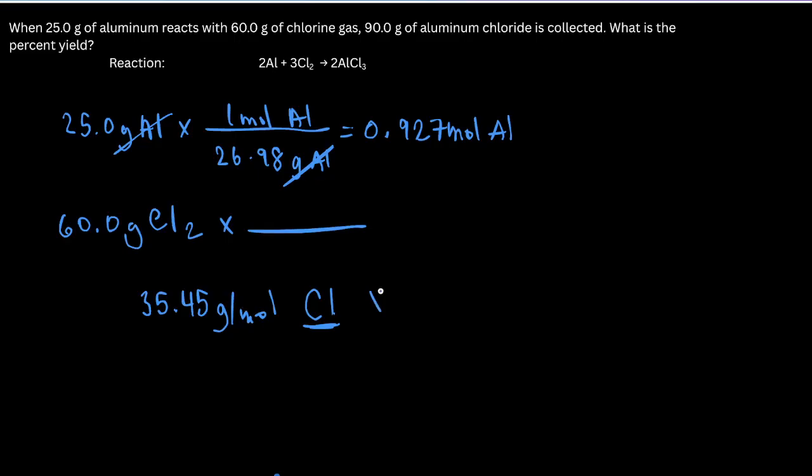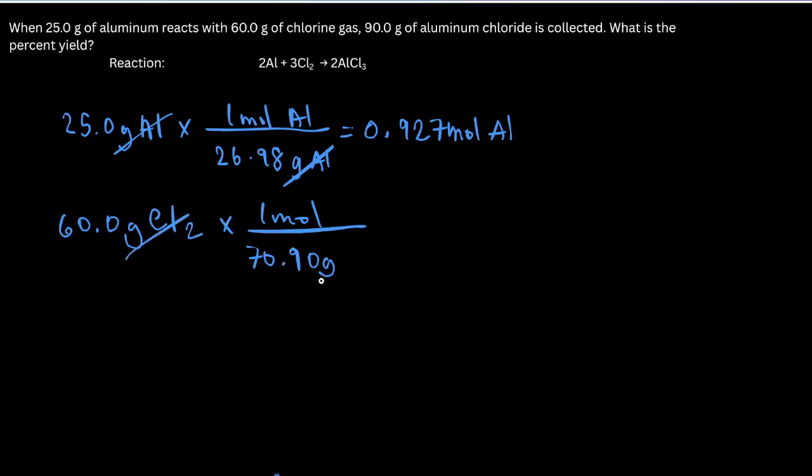Really, what we have to do is multiply this by 2 because this is Cl2, giving us our molar mass of 70.90 grams per mole. Canceling out grams of chlorine, moles of chlorine, gives us an answer of approximately 0.846 moles of chlorine.